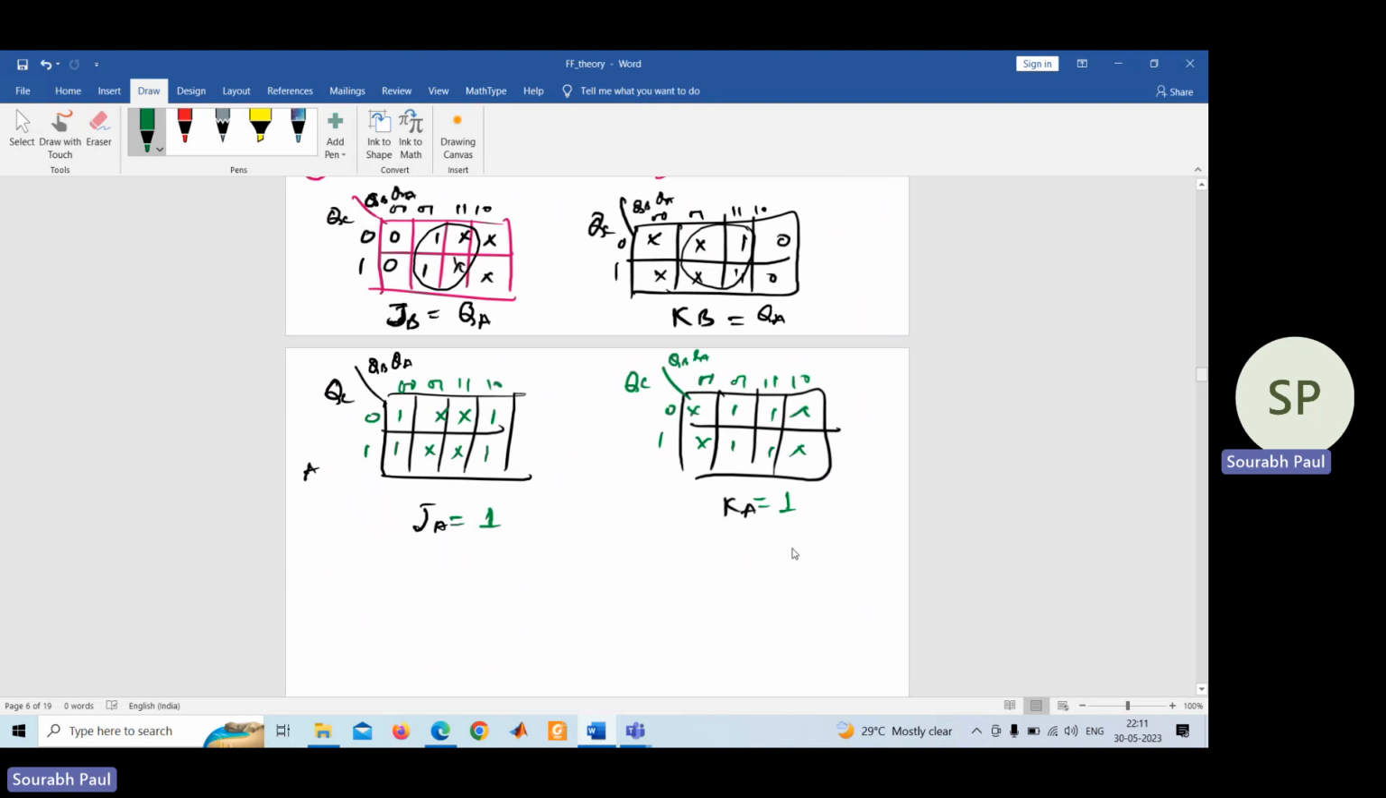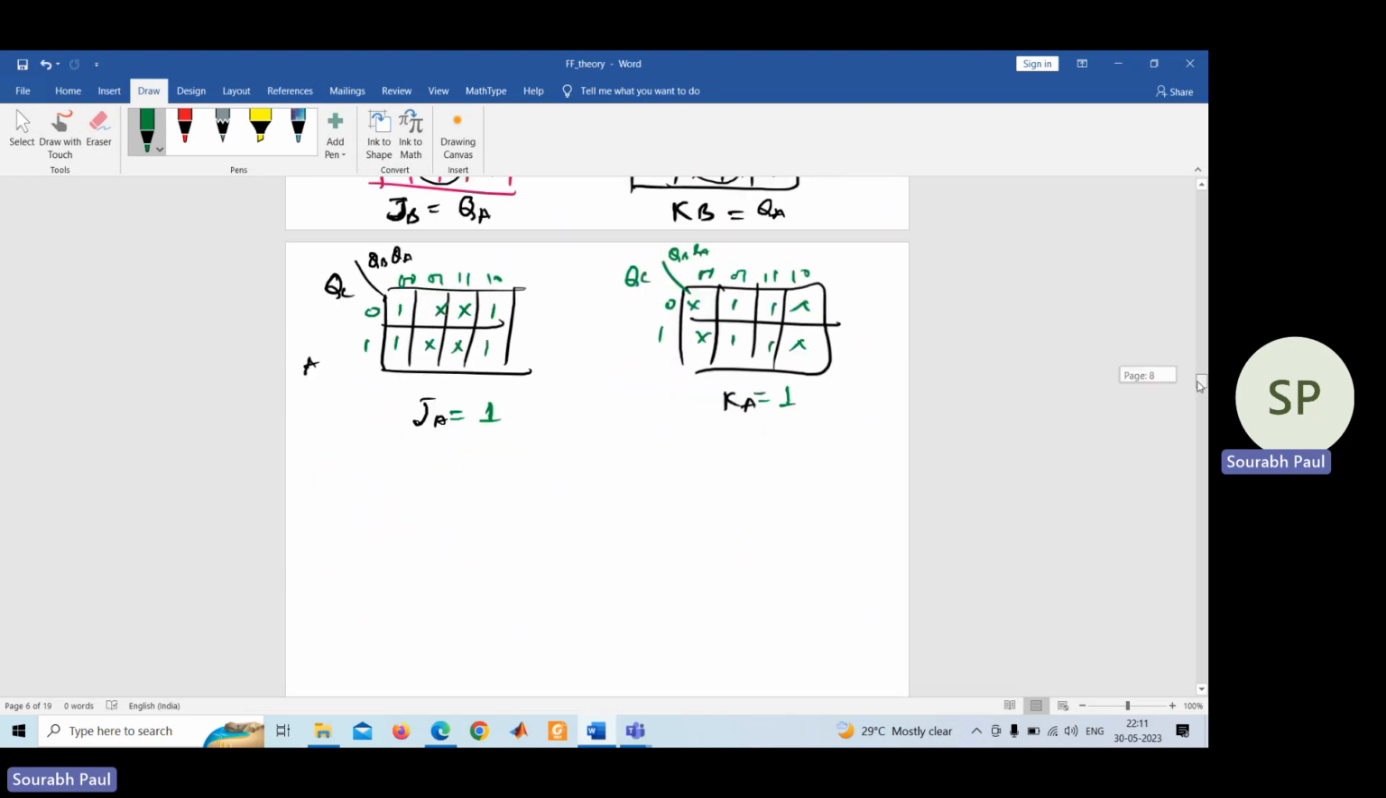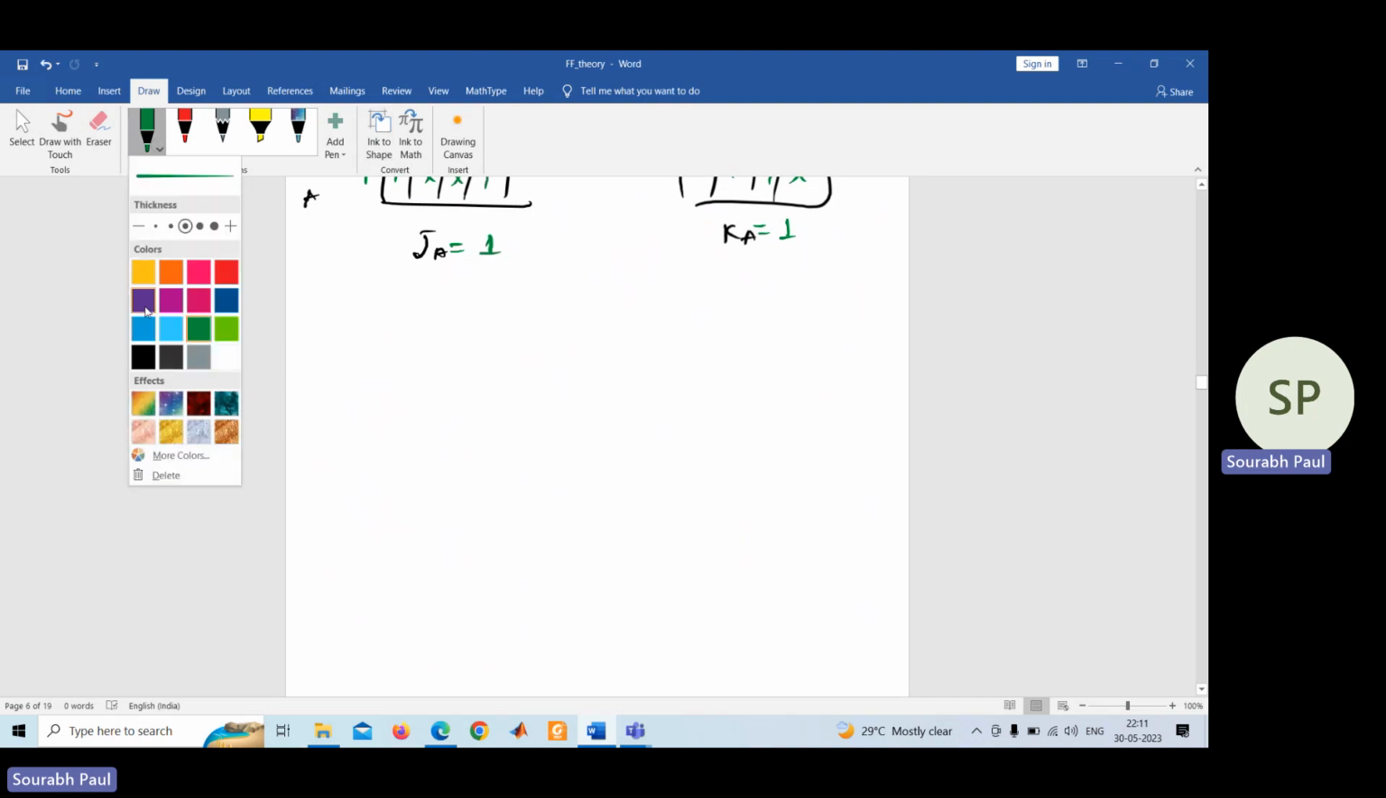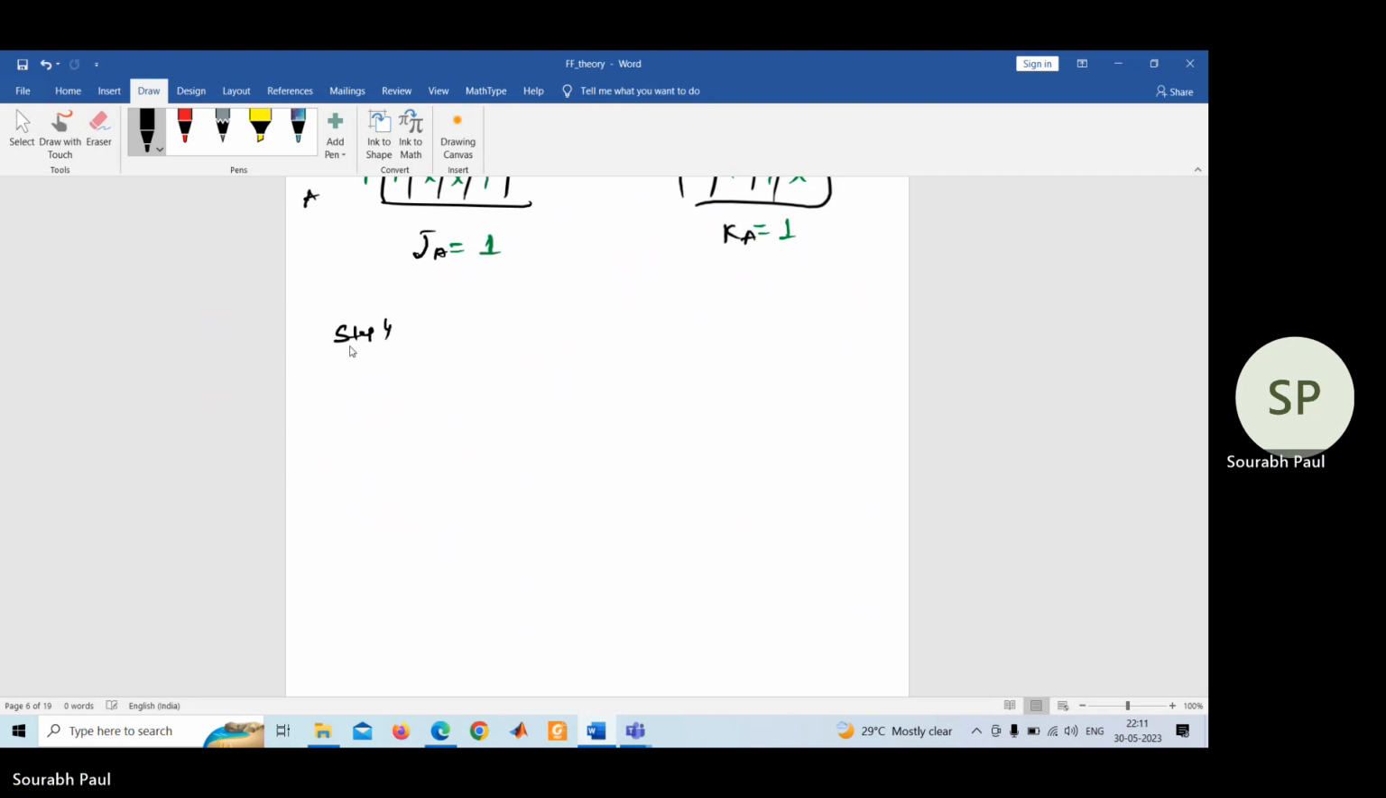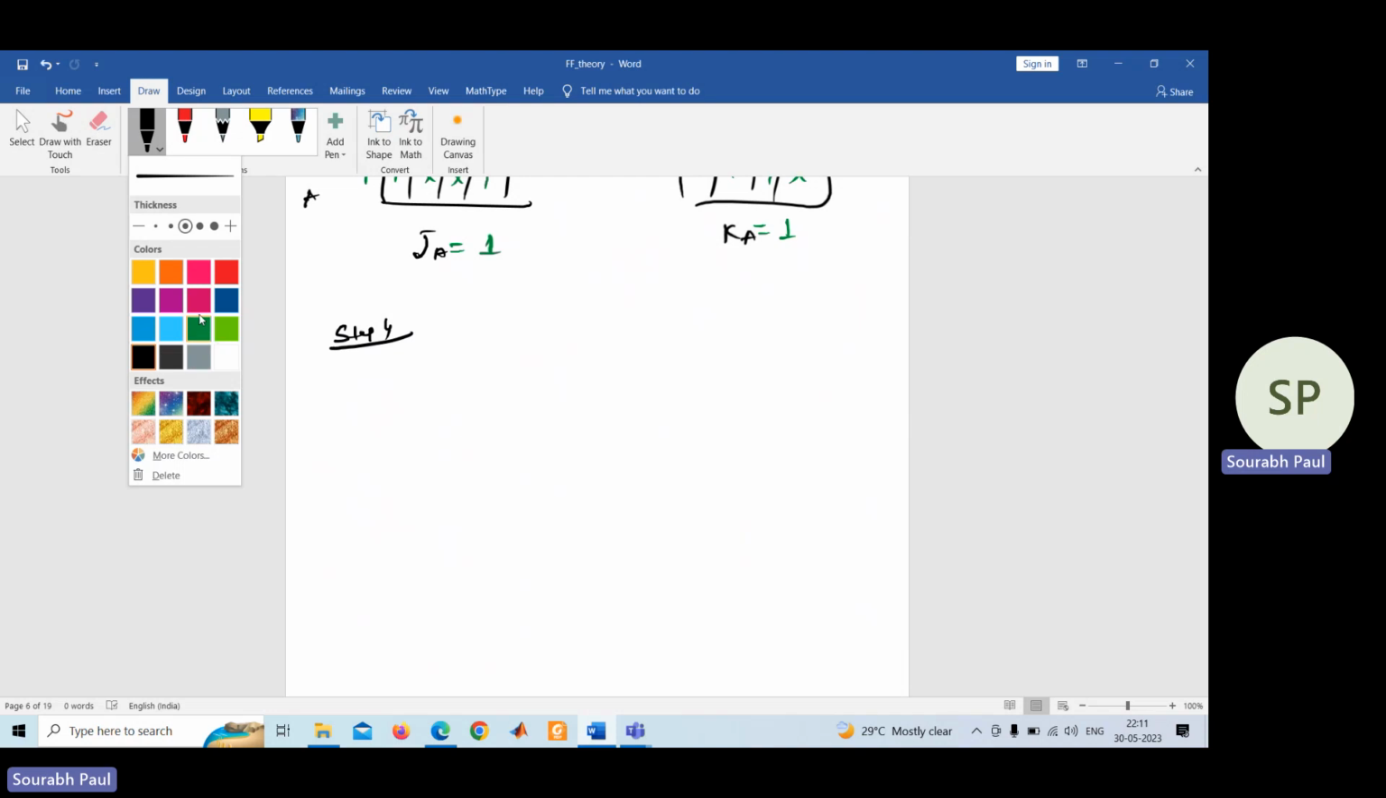Now our job is almost done. We need to do the last step, step number 4. What do we need to do? We need to make the circuit. We need to make the proper combination of the flip-flops to make the counter. So what flip-flops are there? 3 flip-flops are there.